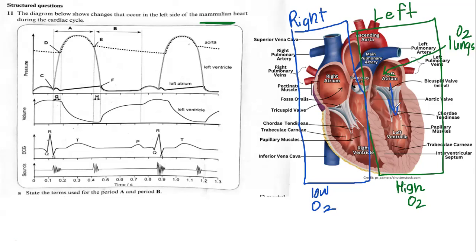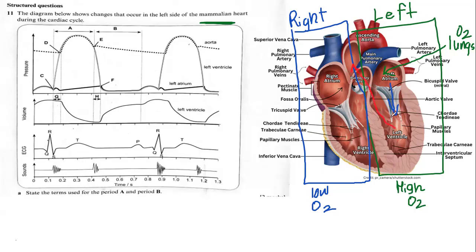So the blood will be flowing from the left atrium through the bicuspid valve and flowing into the left ventricle. Very good. What type of blood is this that's flowing here? Oxygenated. Very good. Okay, cool. Now after that, obviously it's going to go here and it's going to go through here, right?